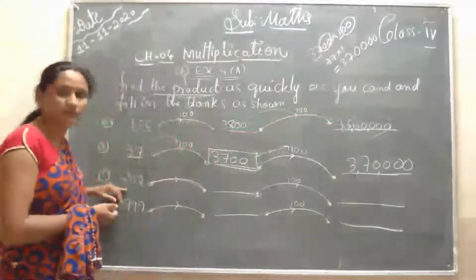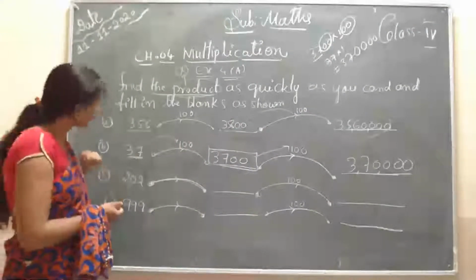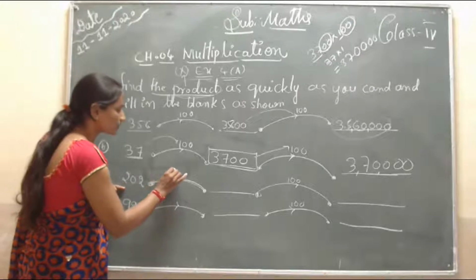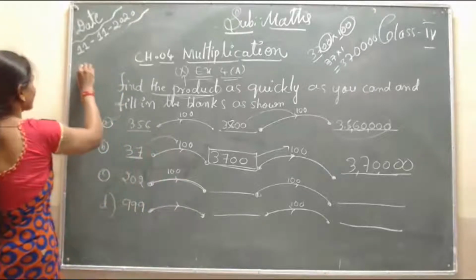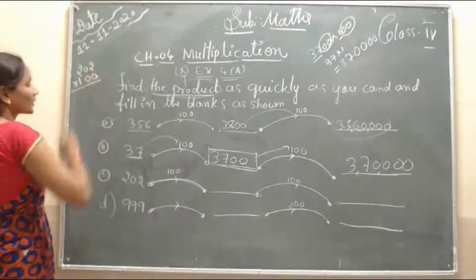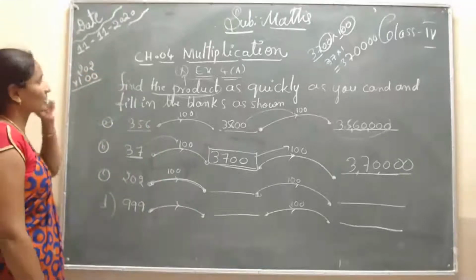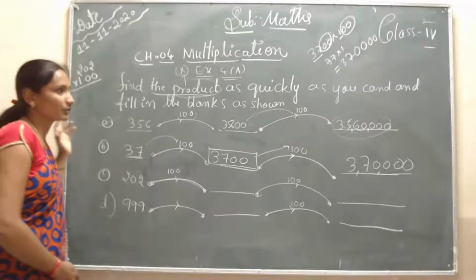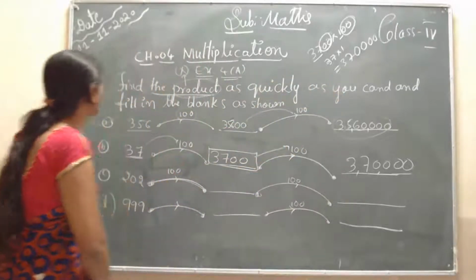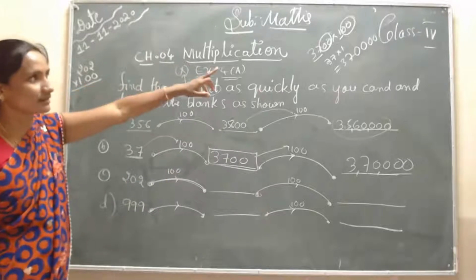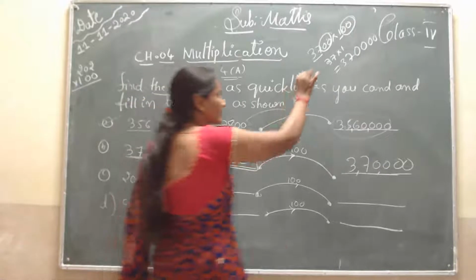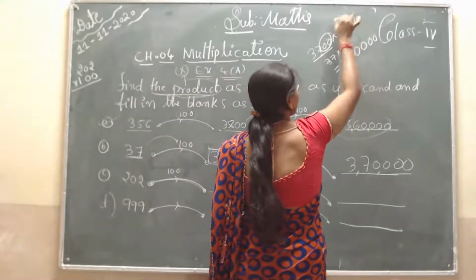So next is 207. 2 into 100. This will be 200 into 100. Don't use the multiplication method for this. Don't use this type of method. Students, you can observe that this question has two sides, and on these sides you have to count the zeros.